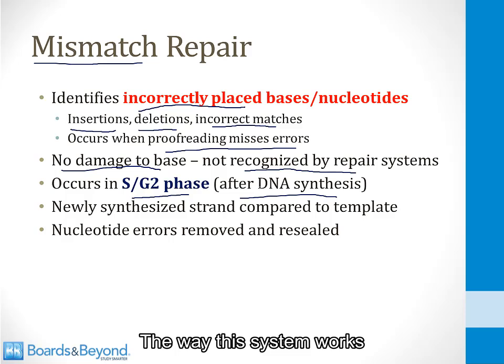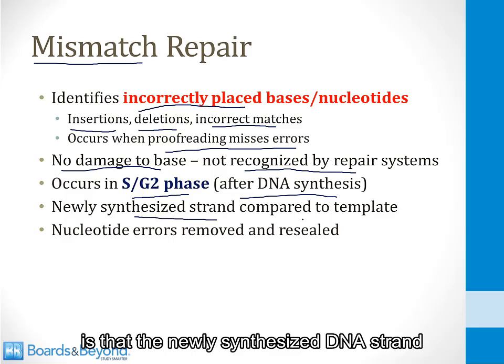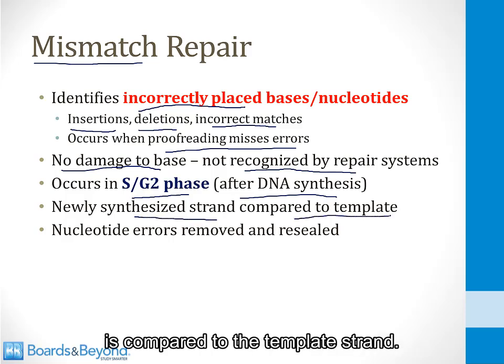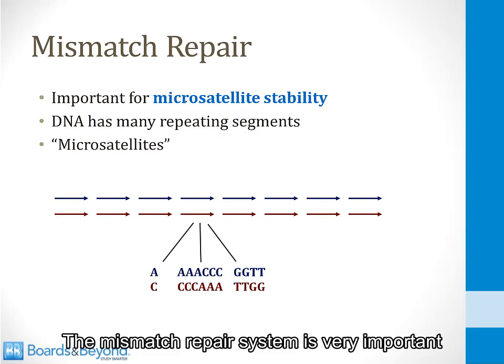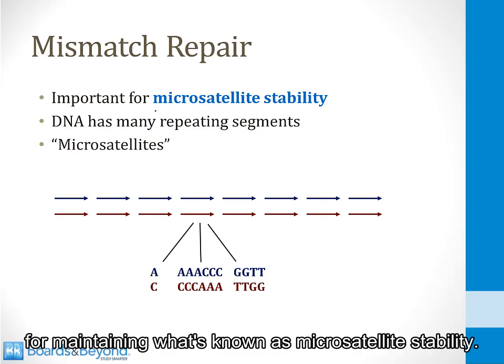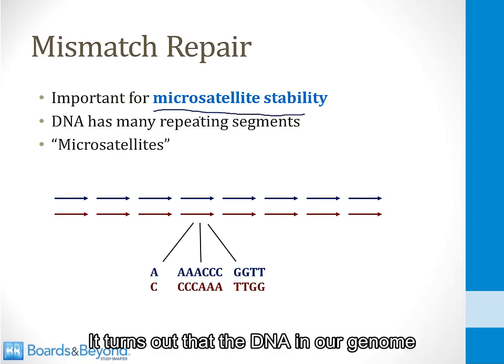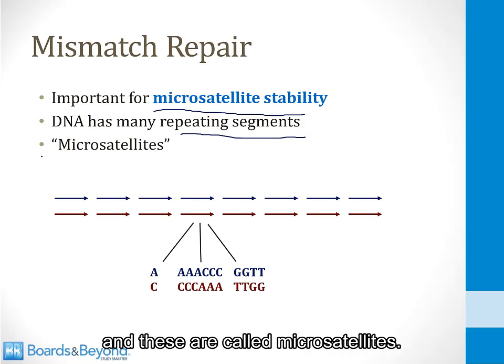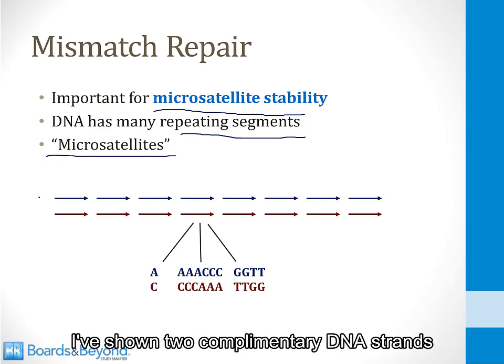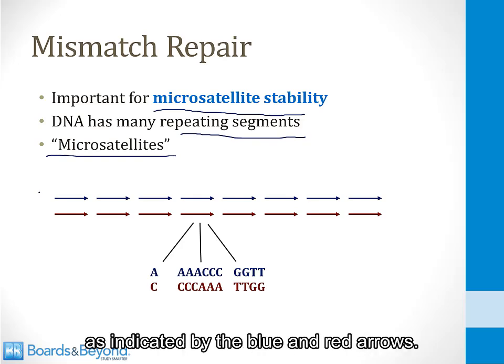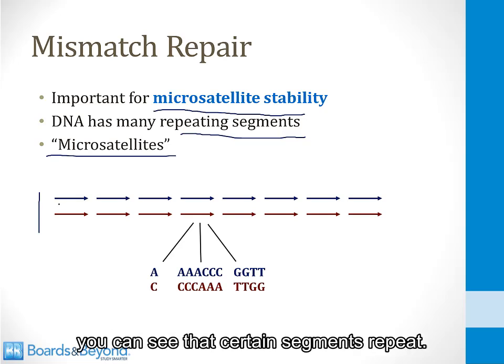The way this system works is that the newly synthesized DNA strand is compared to the template strand, and if there are nucleotide errors, they are removed and then resealed. The mismatch repair system is very important for maintaining what's known as microsatellite stability. It turns out that the DNA in our genome has many repeating segments, and these are called microsatellites. If you look at the drawing I've made at the bottom of the screen, I've shown two complementary DNA strands as indicated by the blue and red arrows. And as I've shown them, you can see that certain segments repeat.